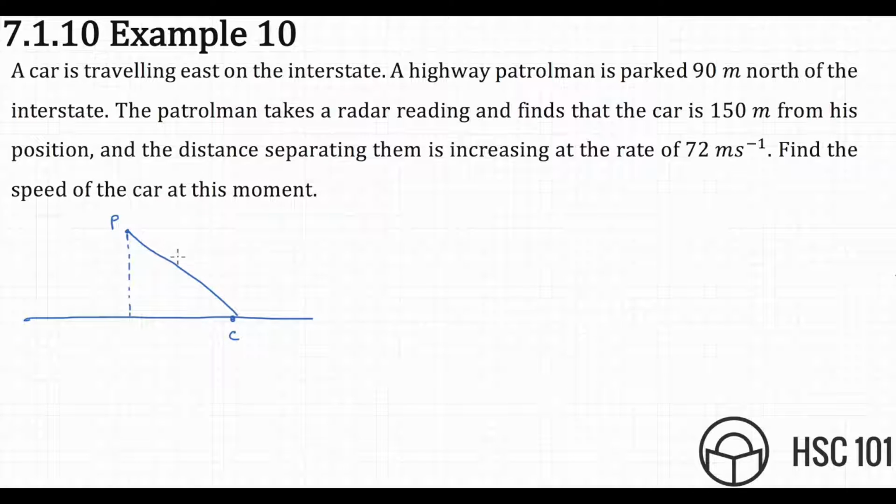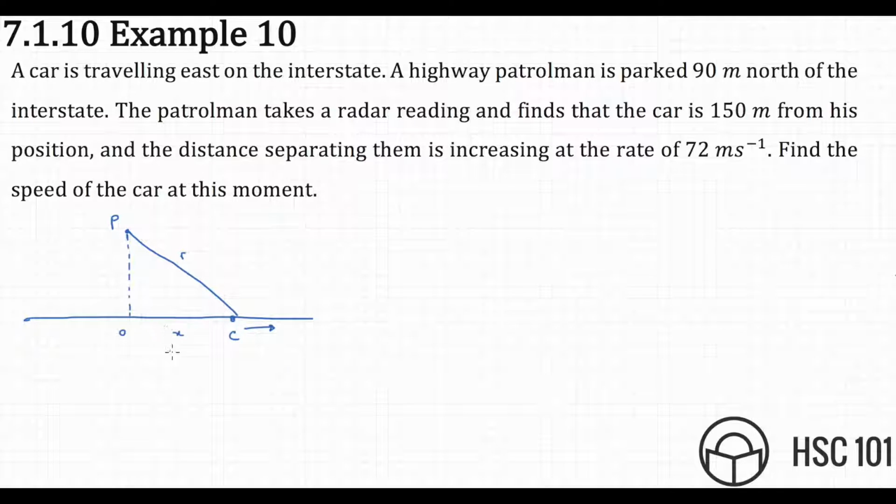But don't go and label this distance as 150, because we know that the car is moving towards the east. That means the range, or the distance separating the patrolman from the car, is increasing over time. So we should relate to this variable by the letter R, standing for the range. And let's let the distance of the car away from the point O be equal to x.